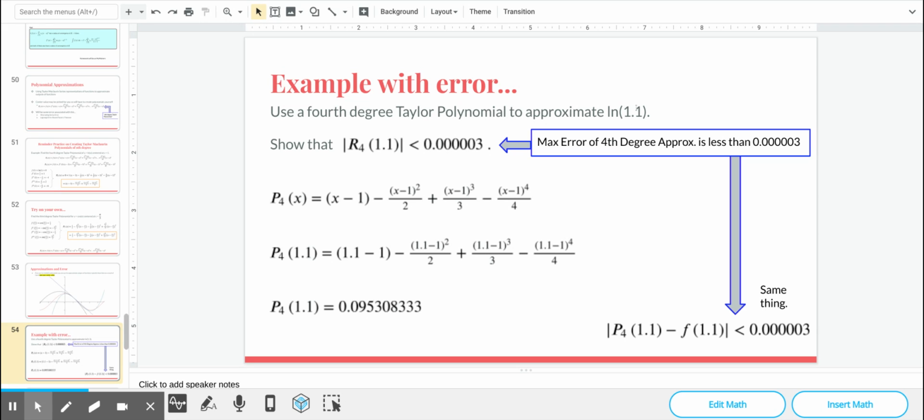What would I want to do now? Well, I want to approximate 1.1. So I'll replace x with 1.1, and I'll actually find the value. So P sub 4 of 1.1 is this number right here. That's my approximation. How close is this number to the actual output of natural log of 1.1? Well, we might not be able to find the exact error, because if we knew the exact error, there would be no reason to even do this approximation. But what we can do is find the maximum error.